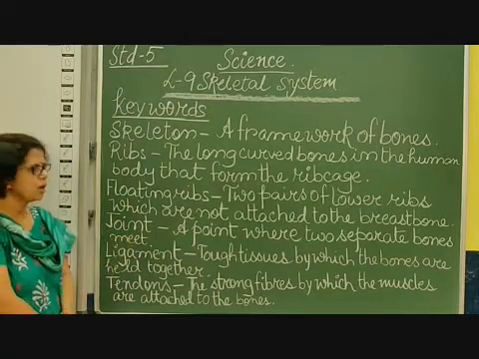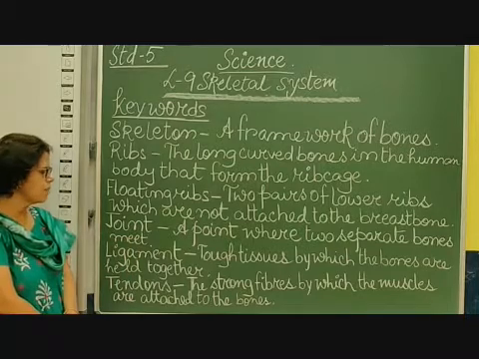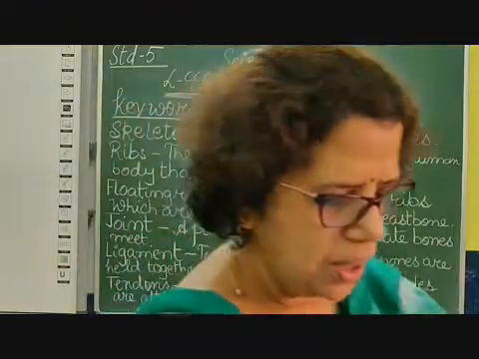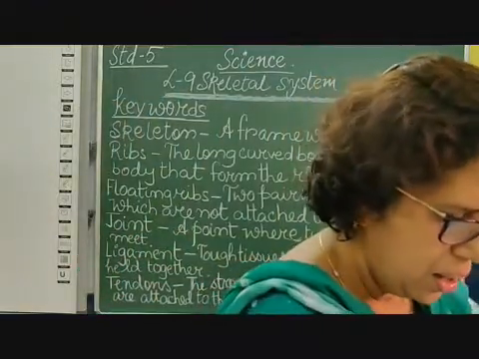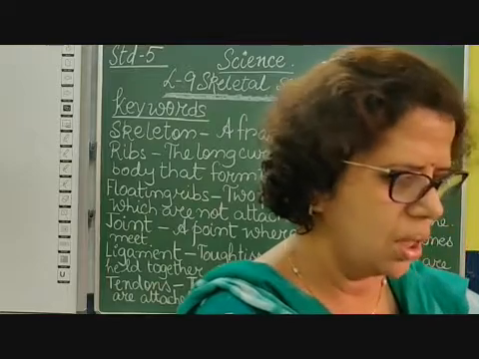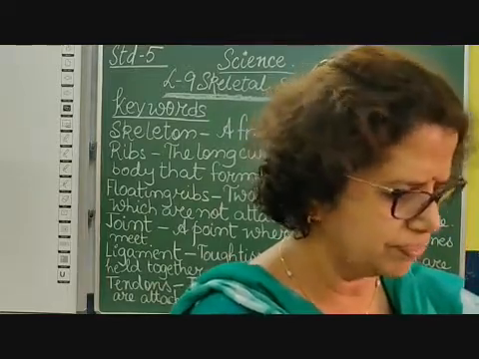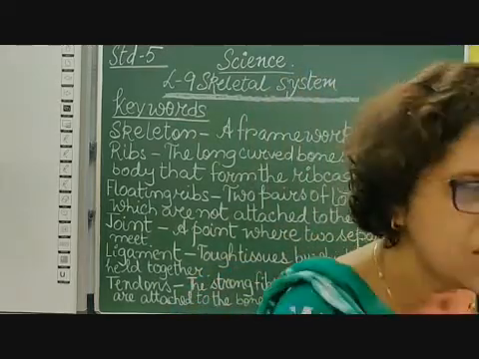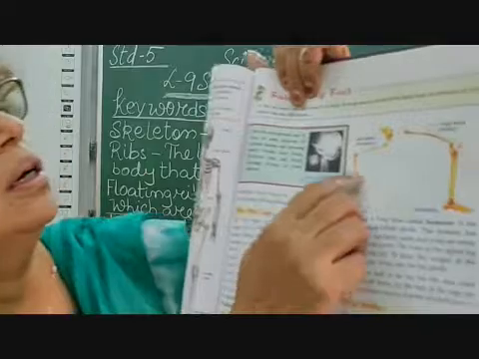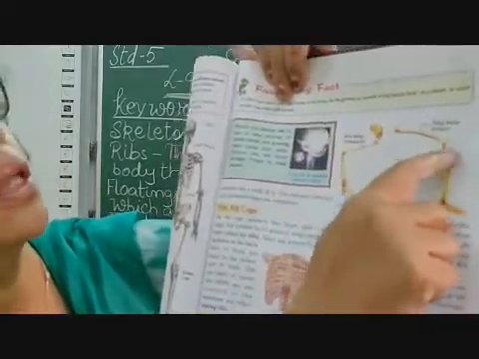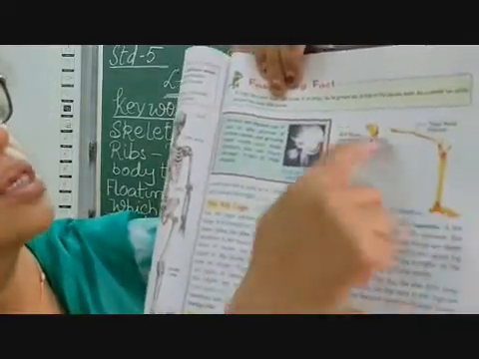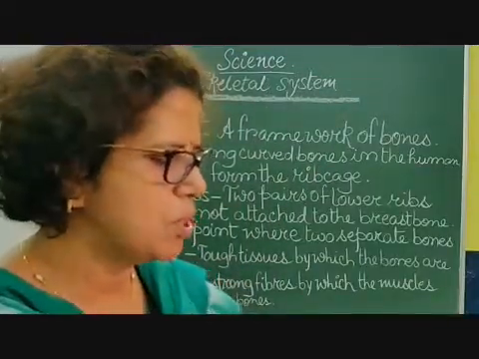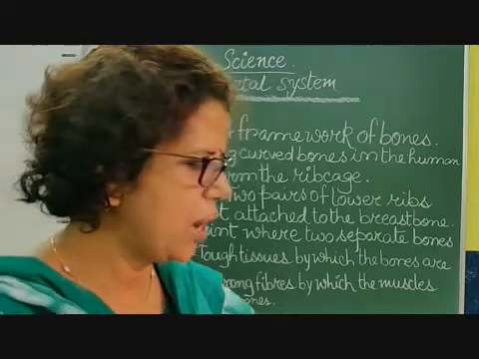Joint. Now what is a joint? A point where two separate bones meet. As we have studied, the joint is where the two bones meet. They are called joints. And in the joint we have these two bones. You can see two bones are meeting here, two bones are meeting here. They are the joint. These points are called joints. So, children, when two bones meet at one point, they are called joints.